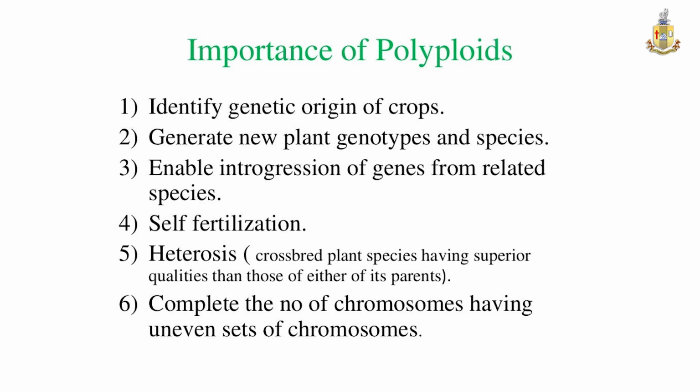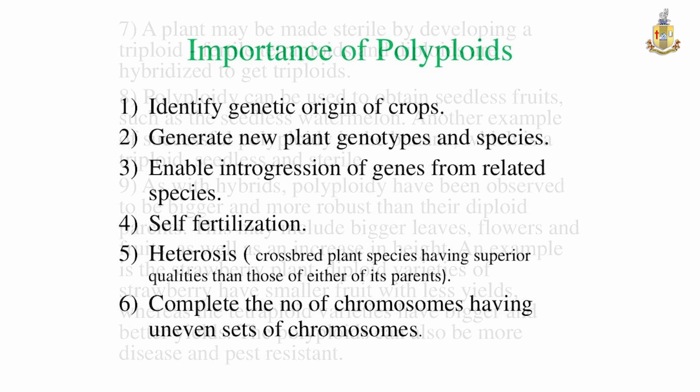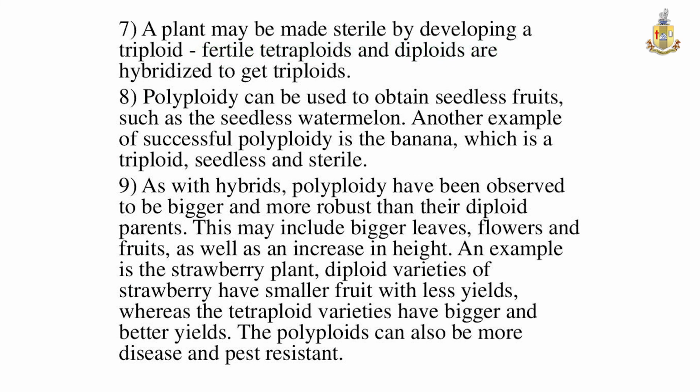Importance of polyploids: identify the genetic origin of the crops, generate new plant genotypes and species, enable interrogation of genes from related species, self-fertilization. A plant may be made sterile by developing a triploid from fertile tetraploids and diploids hybridized to get triploids. Polyploidy can be used to obtain seedless fruits such as the seedless watermelon. Another example of successful polyploidy is the banana, which is triploid, seedless and sterile.